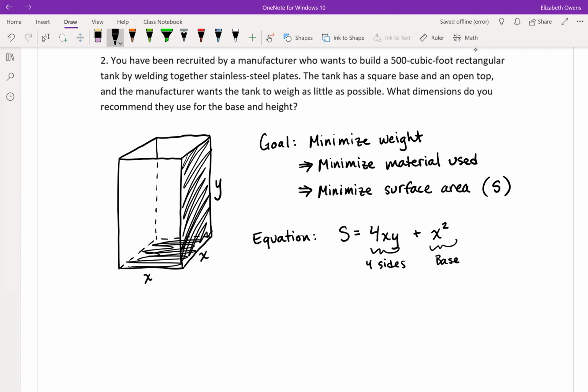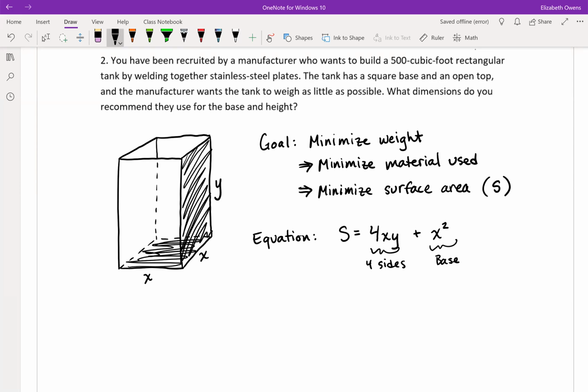Okay, so we've got the 4 sides and the base. And that's actually also why it's important that this problem said the tank has an open top, because otherwise we would need to add another x squared to cover the top of the tank here. But we don't need to add that extra piece in this case. So it's just one of those x squared terms.